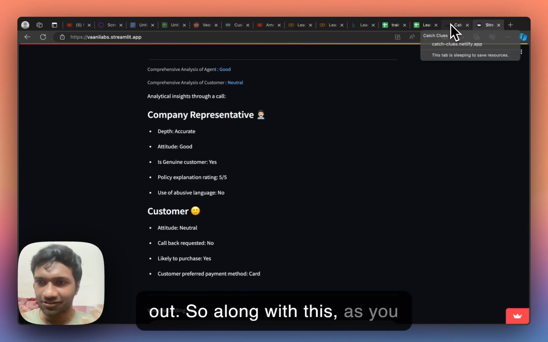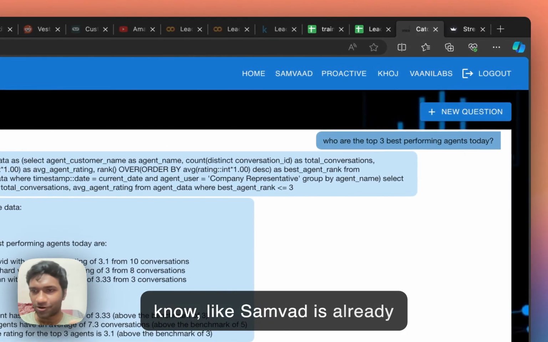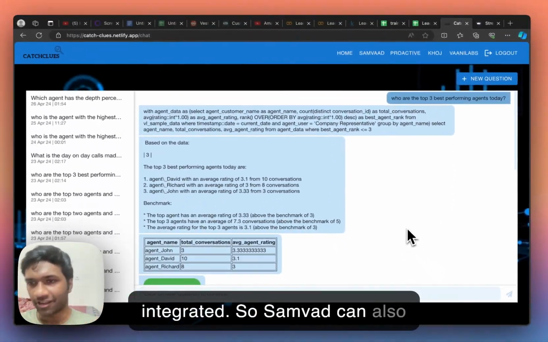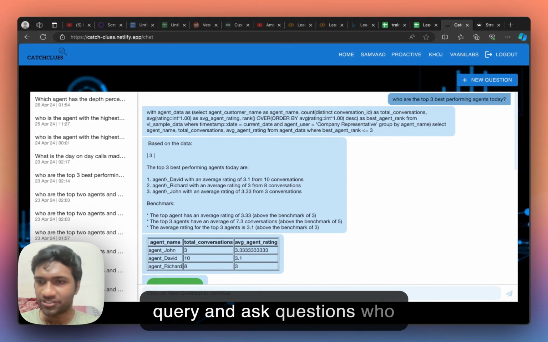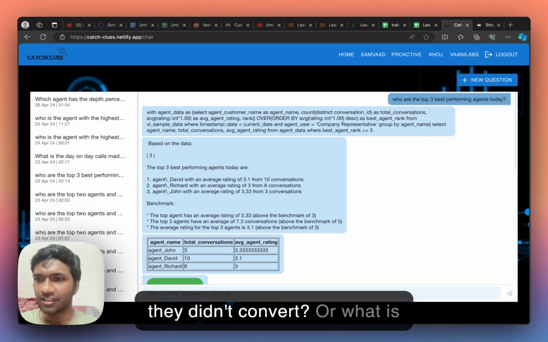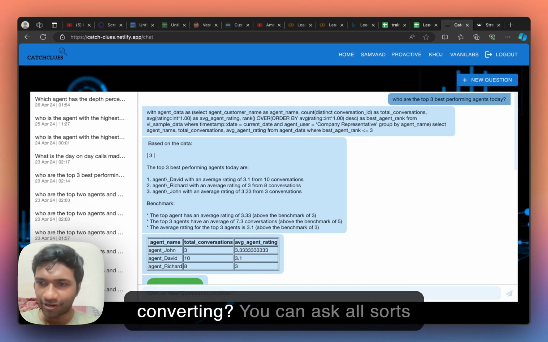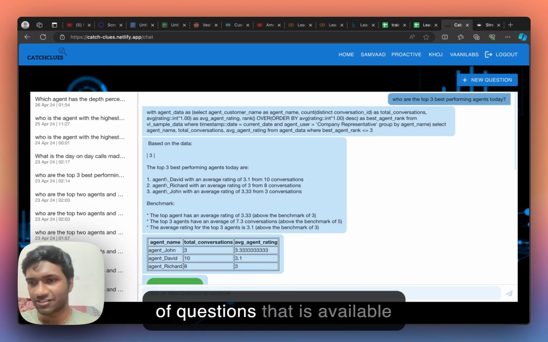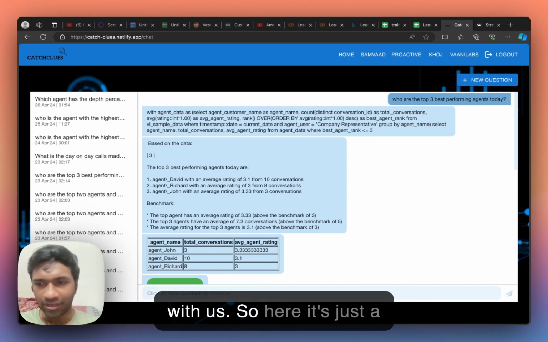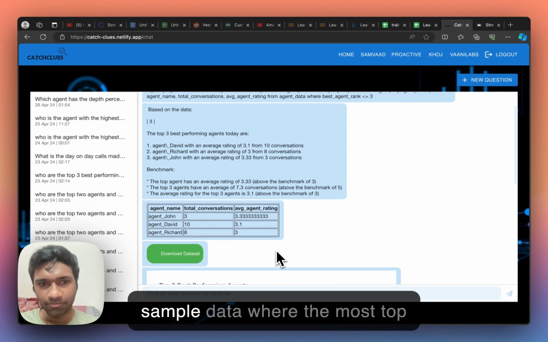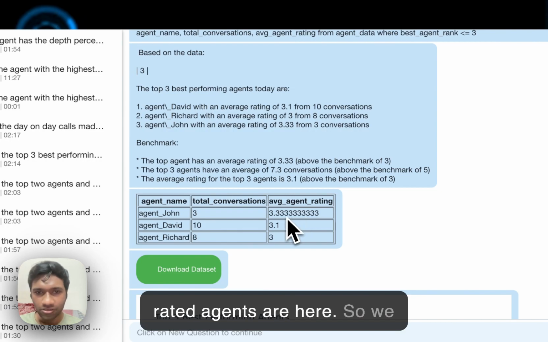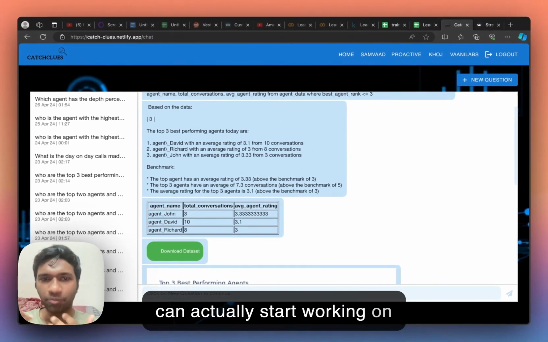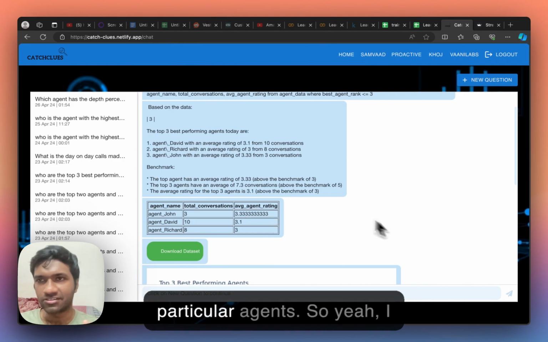Along with this, as you know, Samvad is already integrated. So Samvad can also integrate with the lead ranking engine. With that, you can query and ask questions: who are the best set of customers to convert? What was the reason they didn't convert? Or what is the likelihood of them converting? You can ask all sorts of questions that is available with us. Here it's just sample data where the top 8 rated agents are shown. So we can start working on performance training for these particular agents.